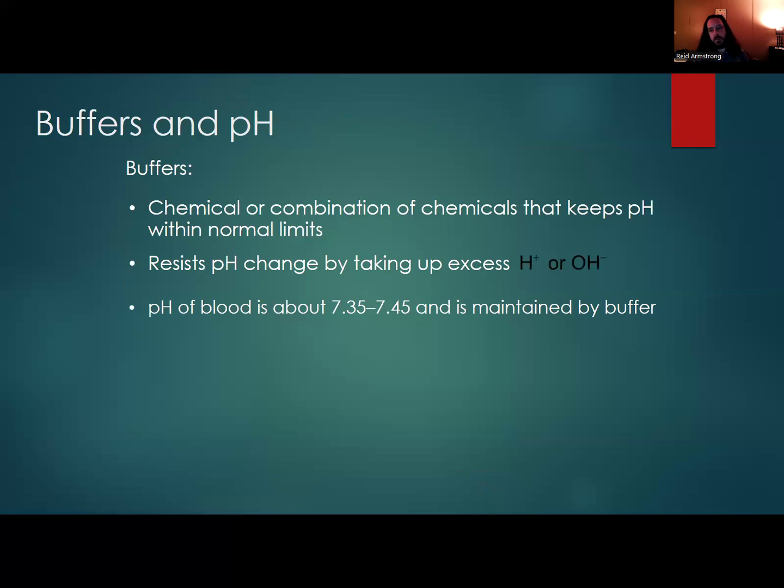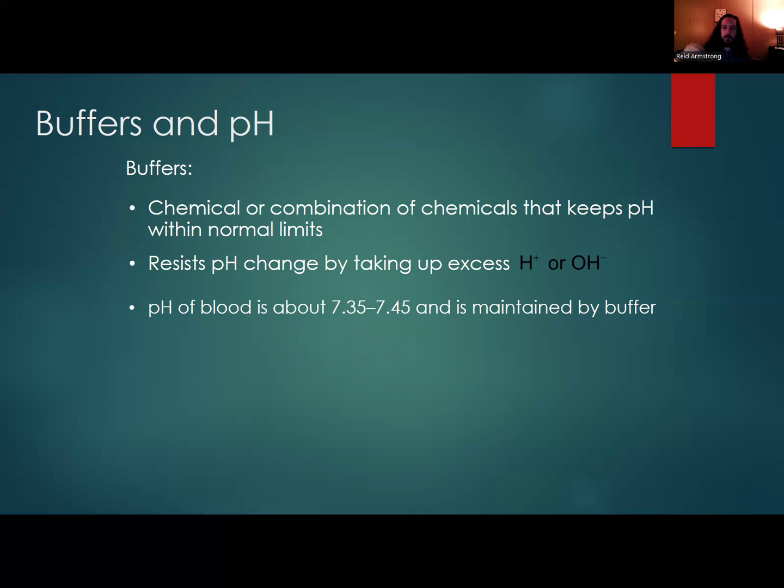When we talk about that, we're also going to be talking about buffers. So buffers are chemicals or combinations of chemicals that keep pH within normal limits. They resist pH change by taking up excess H or OH. The pH of blood is about 7.35 to 7.45 and is maintained by a buffer. So literally all a buffer is, is something that we add to a mixture to take up excess hydrogen or hydroxide ions to keep it really close to neutral or wherever we need it to be.